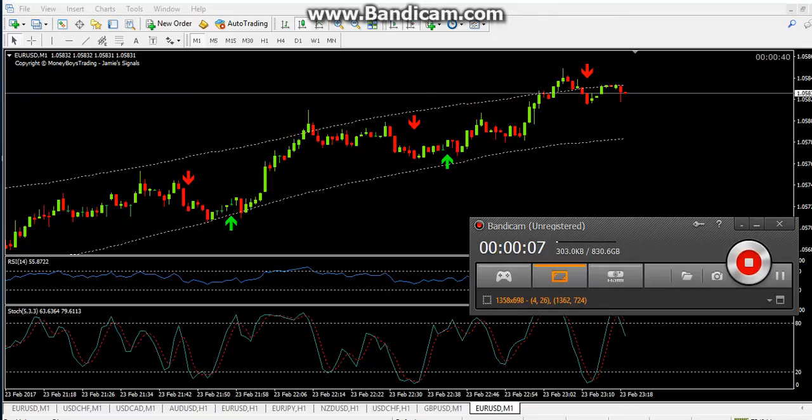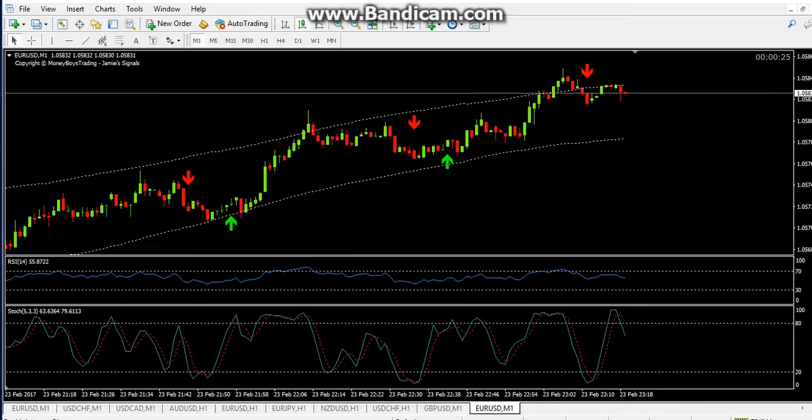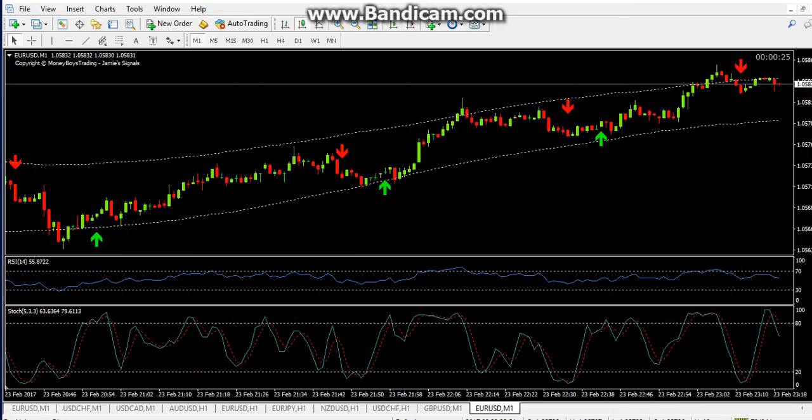I just wanted to do a quick recap of how the indicator is performing, what to look for, what signals to take, and exactly what the rules are. This is on the 1 minute time frame and on the Euro US dollar. So let's go back and have a look at what signals to take.